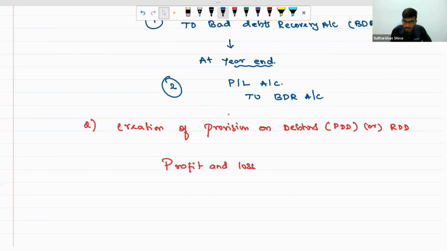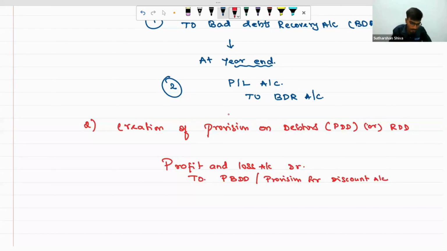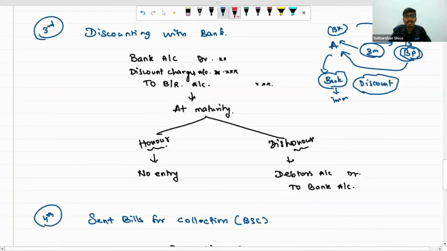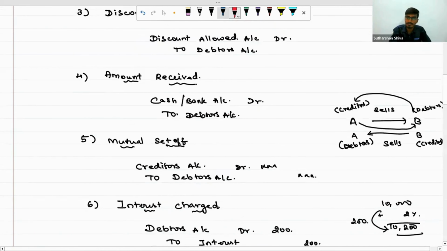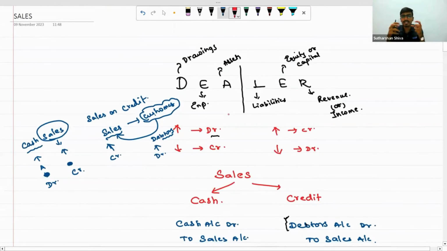Profit and loss account debit to provision for bad and doubtful debts account, or you may also say provision for discount on debtors account. Anything you can put towards profit and loss account at the year end, because we will treat them as expenses. So this is how the entire sales will work. Without this, there is nothing.